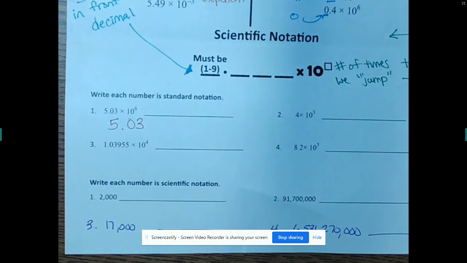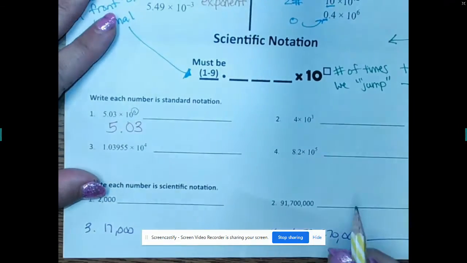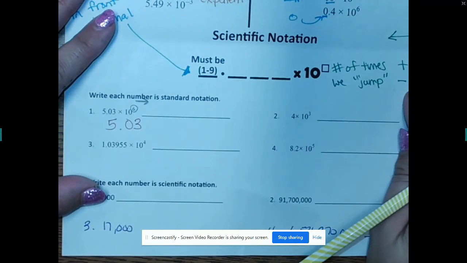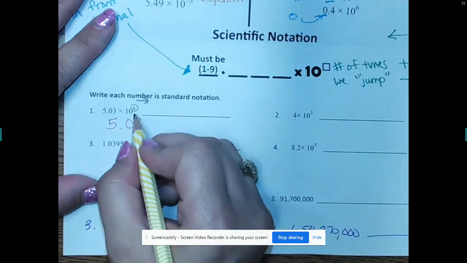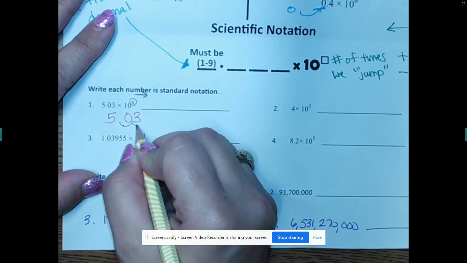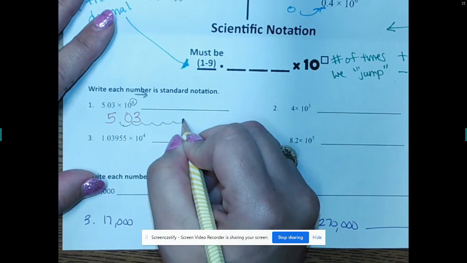Now, put your finger or your pencil on the decimal. The 6 tells me I'm going which direction? Why am I going to the right? Because it's positive, yeah. The 6 tells me I'm making 6 jumps. So literally you're just going 1, 2, 3, 4, 5, 6.